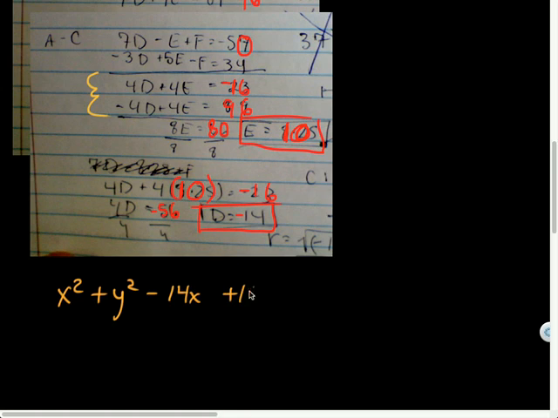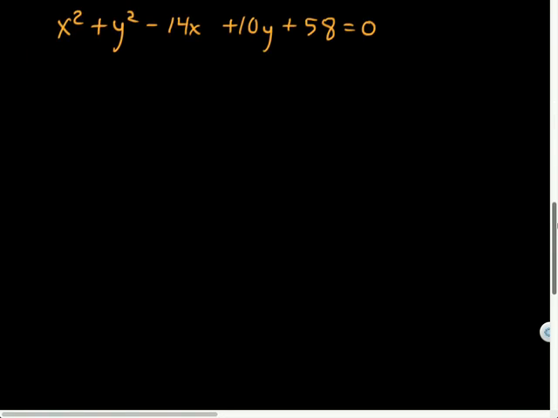So let's see. So we'll have x squared plus y squared. D was 14, so minus 14x. E was 10, so that's plus 10y. And F was 58 positive. Equals 0. So I'm glad we're able to redeem this a little bit. X squared minus 14x blank plus y squared plus 10y blank equals negative 58 blank blank, right?